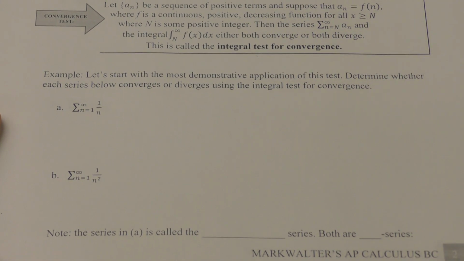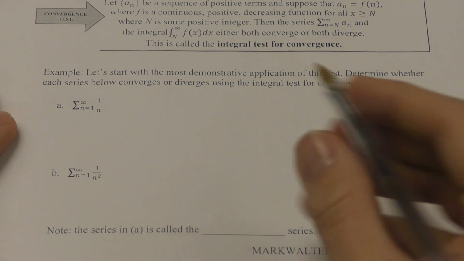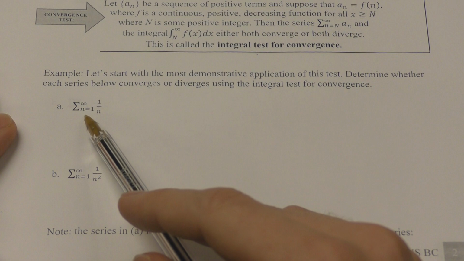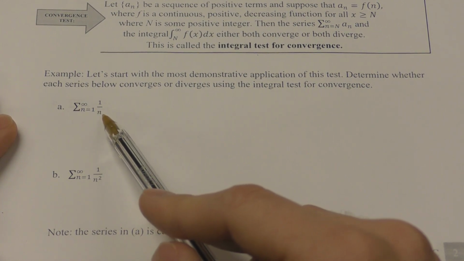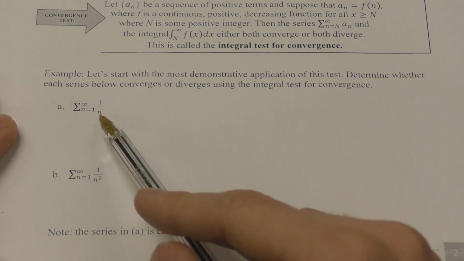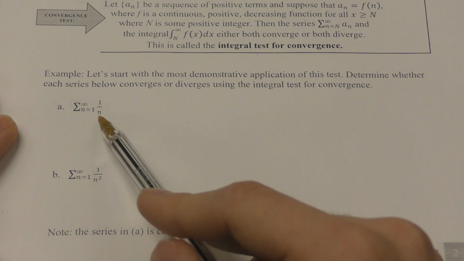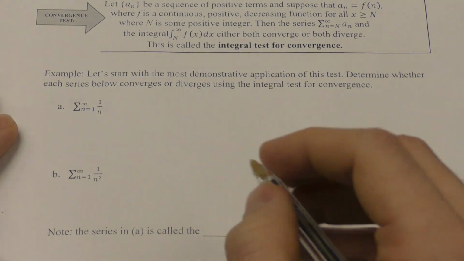No, it's fine. Determine whether each series below converges or diverges using the integral test. Okay, so I'm going to find whether the series from 1 to infinity of 1 over n converges or diverges. Now my nth term test, as n approaches infinity, would tell me 0. Inconclusive, right? So I have to use a different test. I'm going to use the integral test.